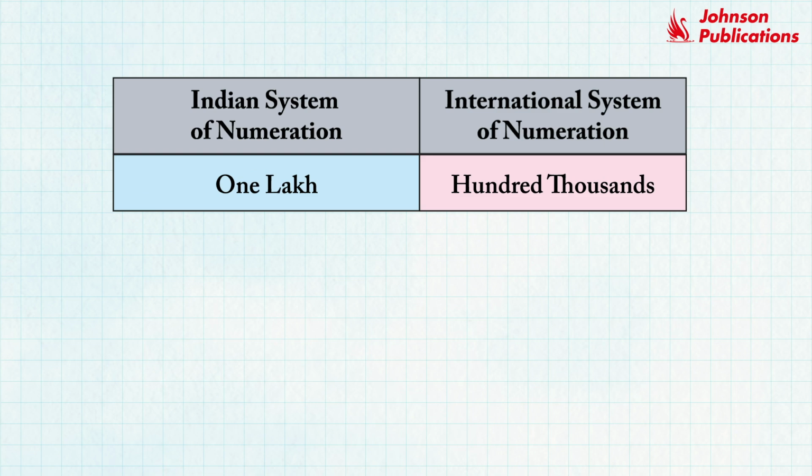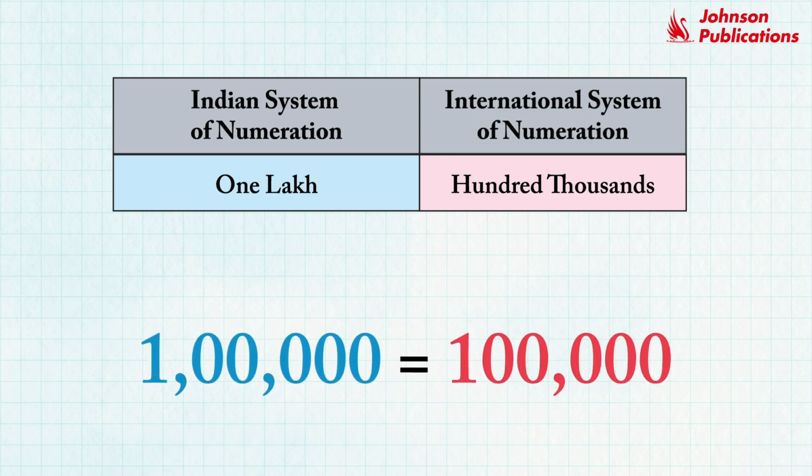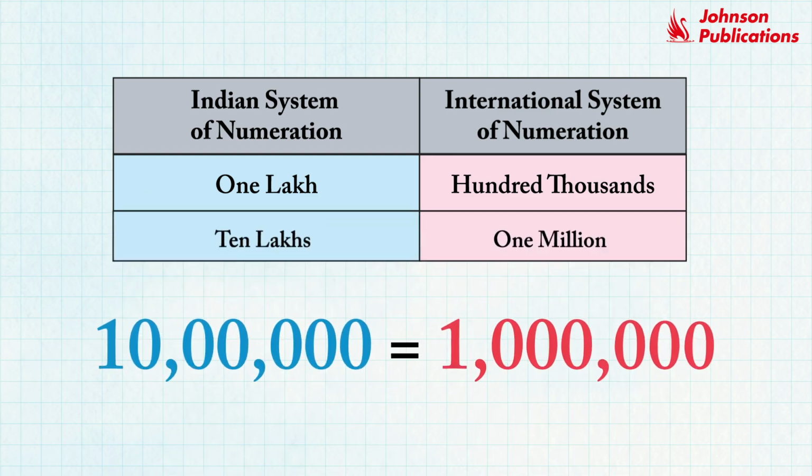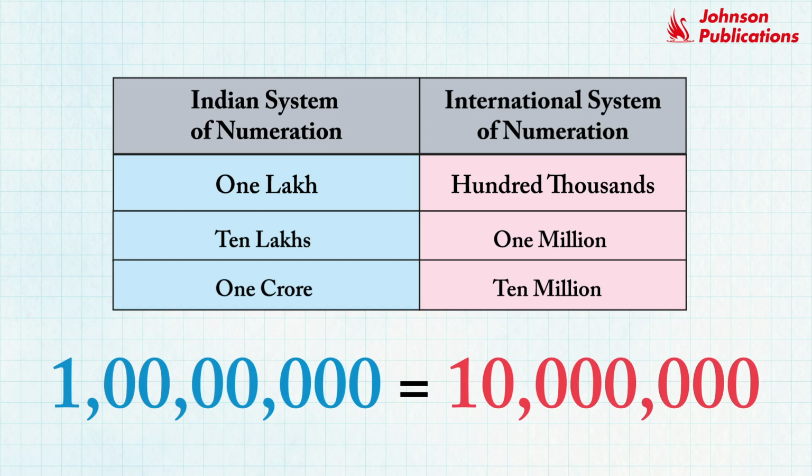Let us see the difference between Indian system of numeration and the International System of Numeration. In the Indian system, 1 lakh is equal to 100,000. In the Indian system, 10 lakh is equal to 1 million in the international system. 1 crore is equal to 10 million in the international system.